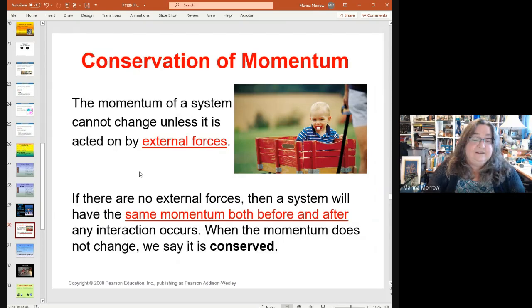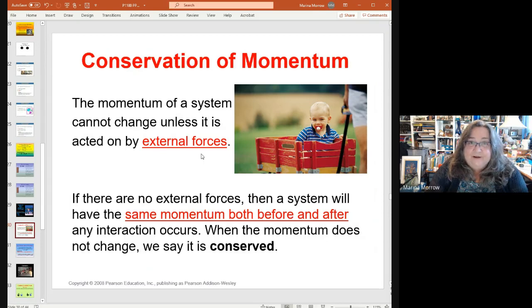Remember that laws are observations about the rules of nature. You don't have to explain them, although they can be explained eventually. But the idea is that this is something serious. This is the law, and so the idea is that the momentum of a system of objects cannot change unless it is acted on by external forces.